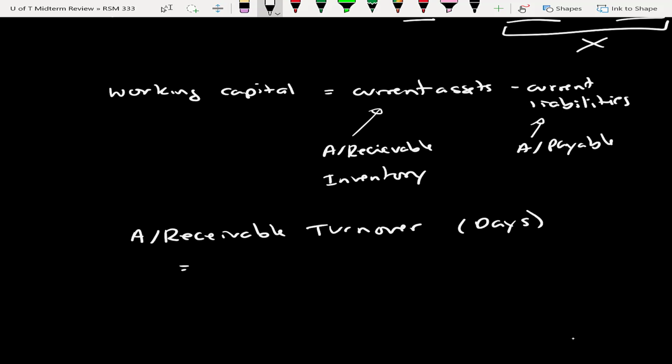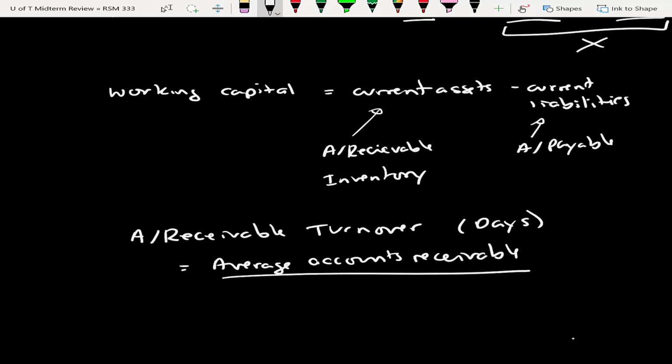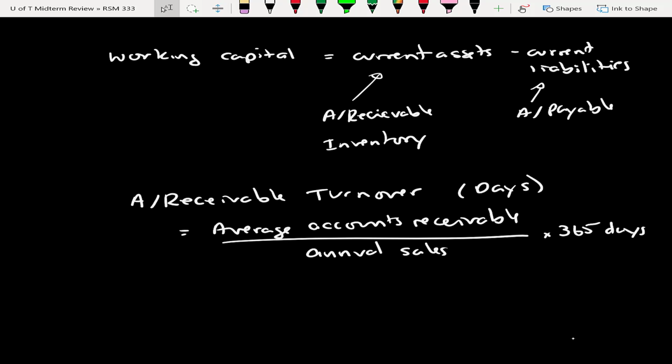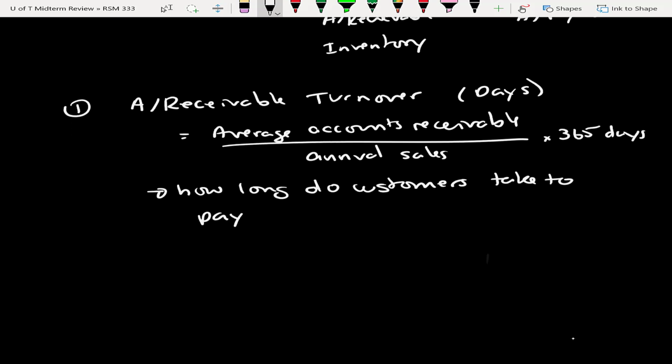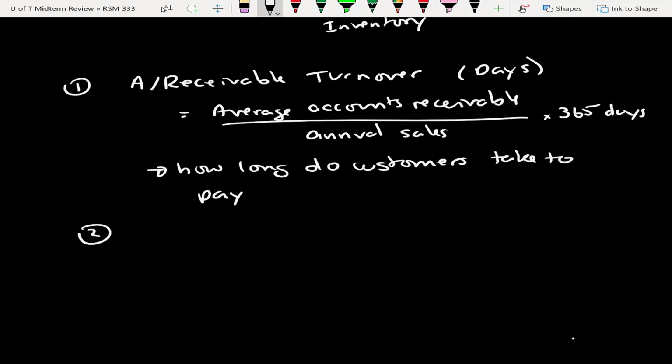And the way we calculate that is the average accounts receivable divided by the annual sales times 365 days. Okay, so it'll give you a number, and that number could be like 40 days. And what that number is telling you is how long does it take for your customers to pay you. Naturally you want to keep that as low as possible. The longer you keep it, the more drain it's putting on your cash flow.